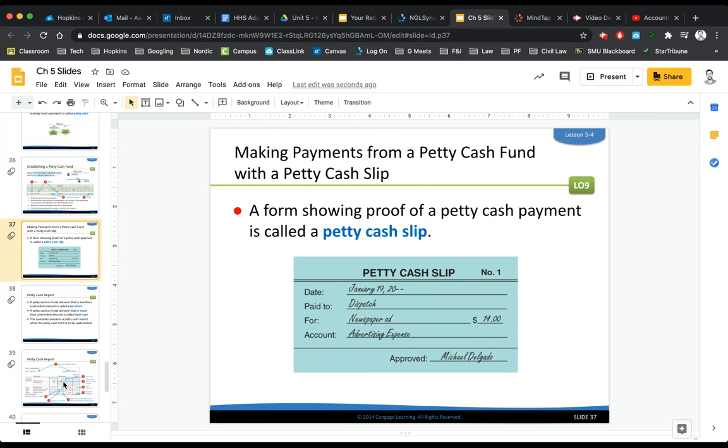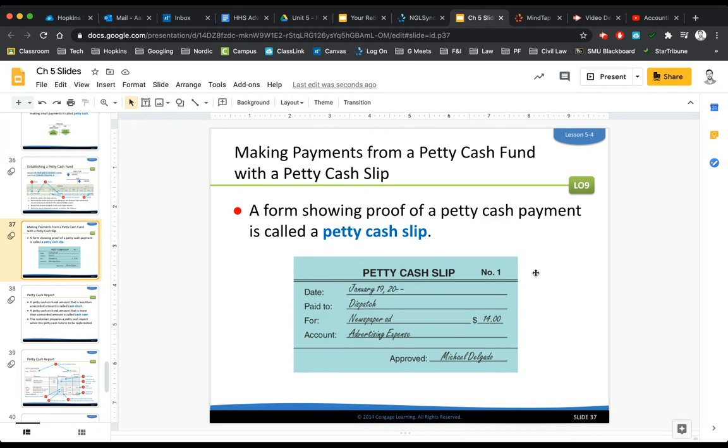Making payments from a petty cash fund. Anytime you actually make a payment using that $100, you should keep a record of it. And that is through something like a petty cash slip or a small memo form. But some key pieces of information, because you are going to have to journalize all of these things to keep track of these different things, because maybe you pay for a newspaper ad in this sense. So you write the date, who did you pay it to? Dispatch would be the name of the business. It was for a newspaper ad in the amount of $14, under the account advertising expense, approved by Michael Delgado. It's petty cash slip number 1.